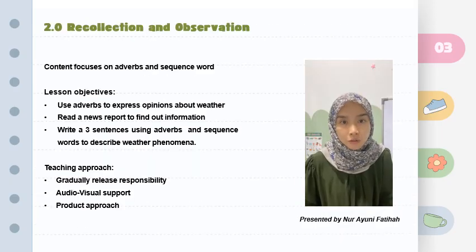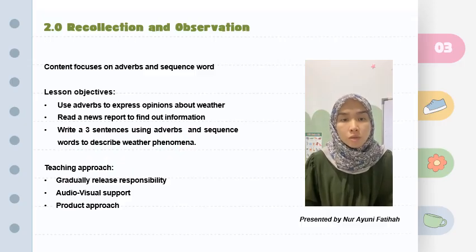Hi, I am Fatihah. Today I will discuss about recollection and observation. So I have attached the video of the simulation too. And our teaching simulation, the main objective was to help students to understand about adverbs and sequence words related to wild weather, where we specifically chose types of rain.